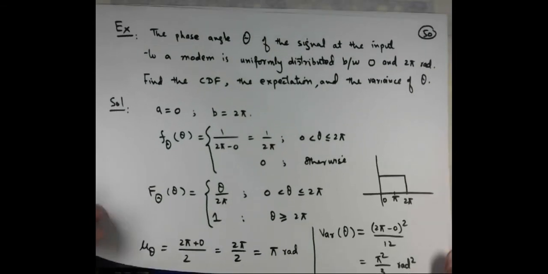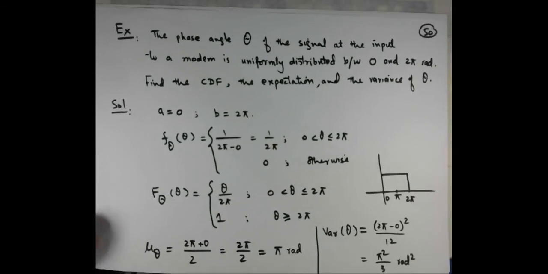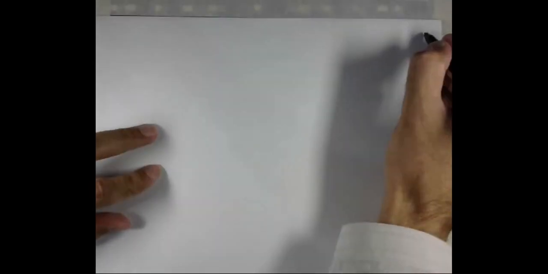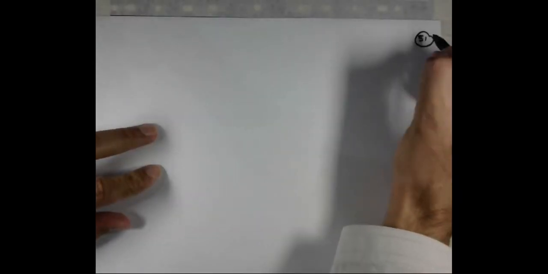I'll move on and now discuss the second family of continuous random variables, and that is the exponential distribution. So my next topic is the exponential random variable.